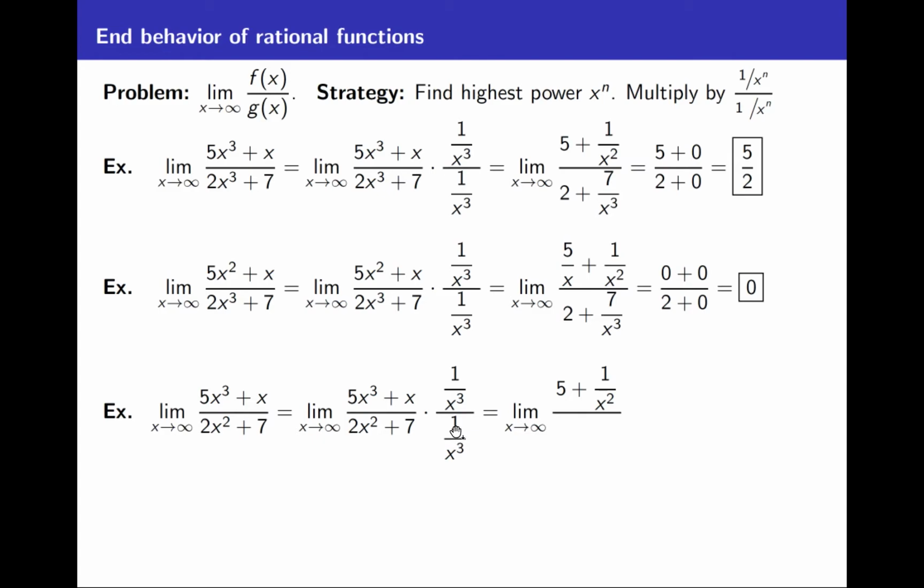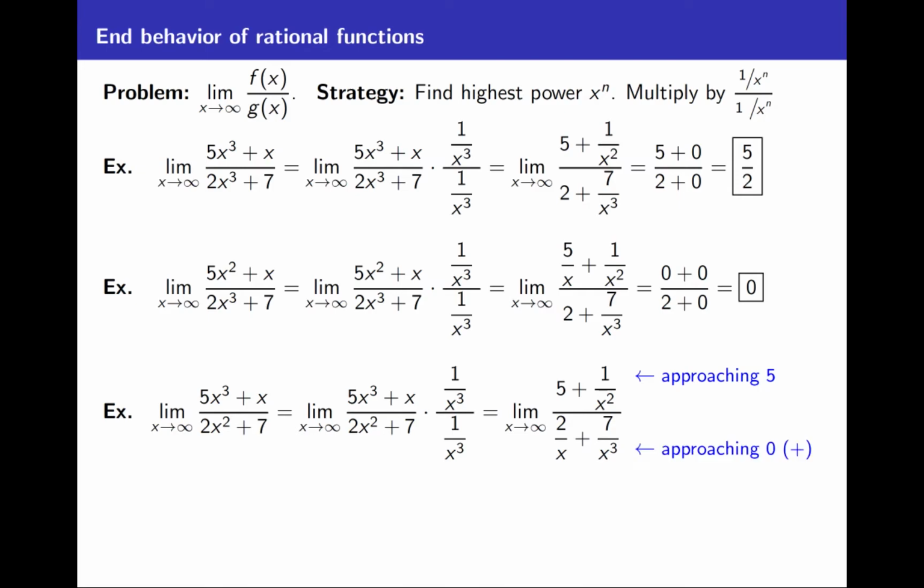On the denominator, the 1 over x cubed times the 2x squared is a 2 over x, and the 1 over x cubed times the 7 is a 7 over x cubed. What's happening here? Well, these reciprocal terms that you see in these three places, they're all approaching 0. So the top is approaching 5 plus 0, but the bottom is approaching 0 plus 0, or 0. This is a situation where we're getting an infinite limit.